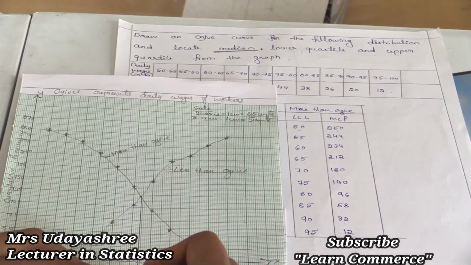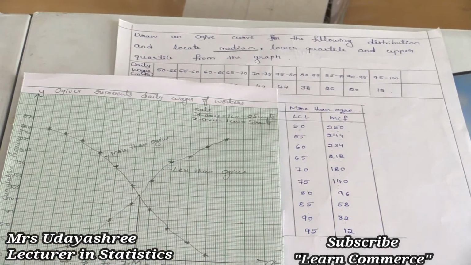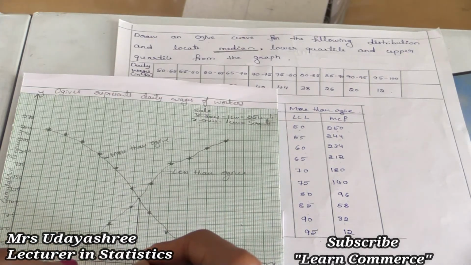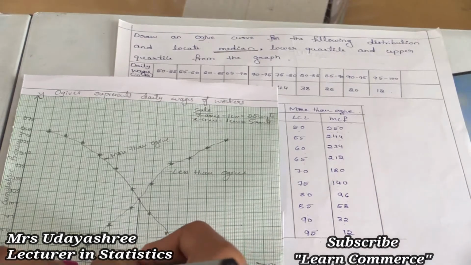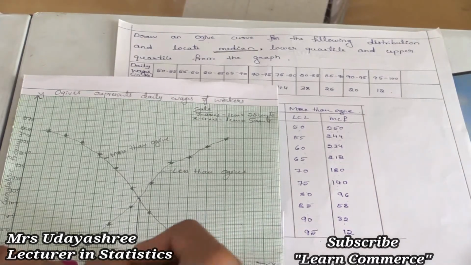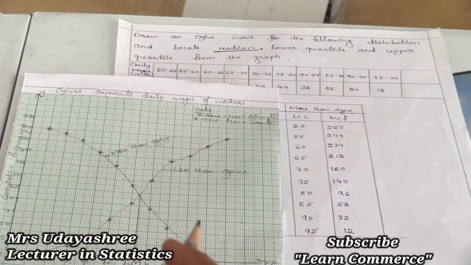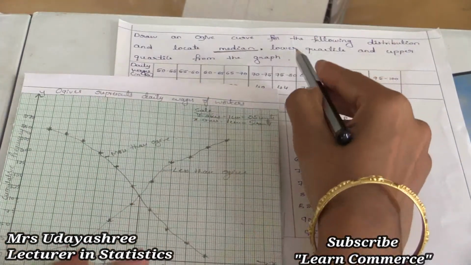So here it is 80. So this middle point is 77.5. So here median value is 77. Okay, next we need to locate lower quartile.